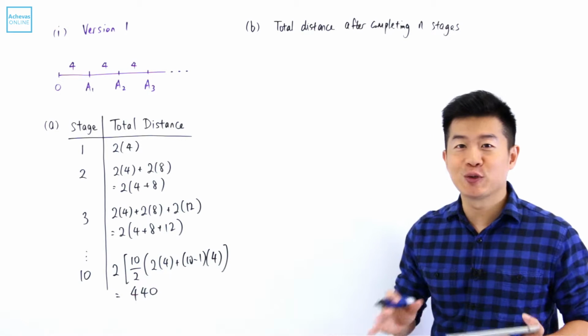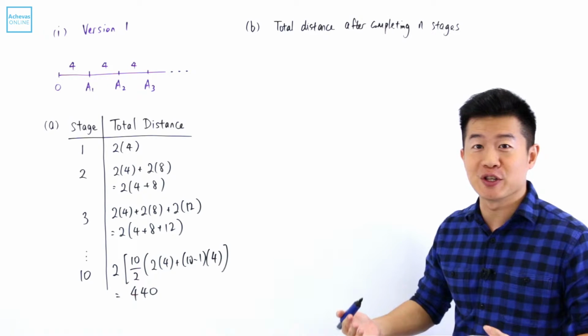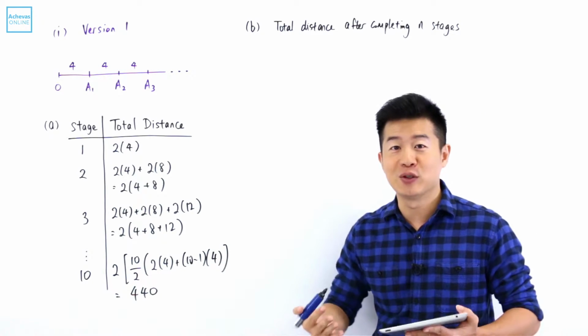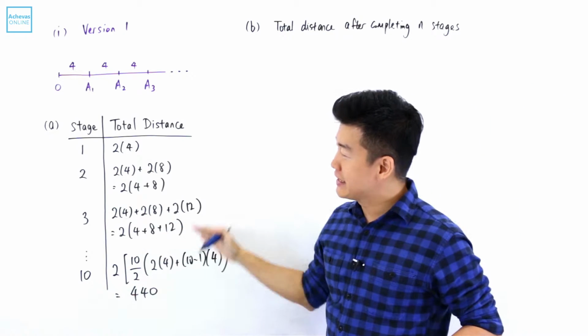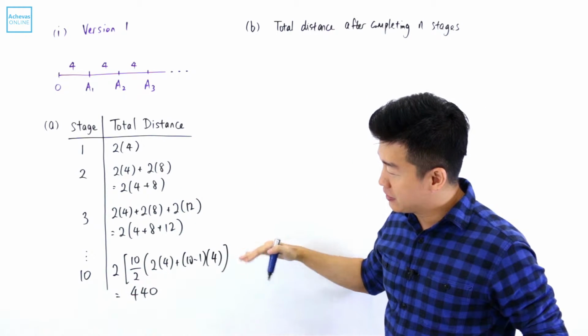After calculating the total distance that an athlete covers after 10 stages, what we want to do now is to come up with the general expression of the total distance that an athlete would have covered after n stages.